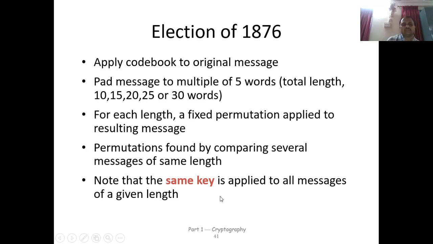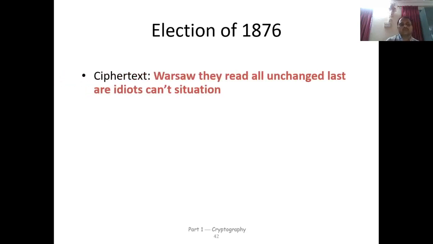There is also an example given of how exactly it is done. You can see here, initially assume that the messages are encrypted using a combination of cipher techniques, that is a partial codebook as well as transposition. And here we got a ciphertext. The ciphertext here is a somewhat confusing message: Warsaw, they read all unchanged last or idiots can't situation. So here we got this as the ciphertext.